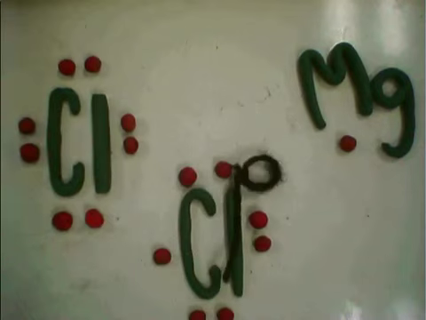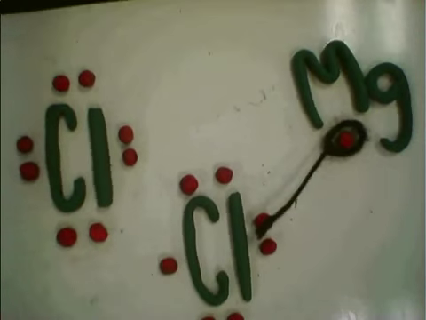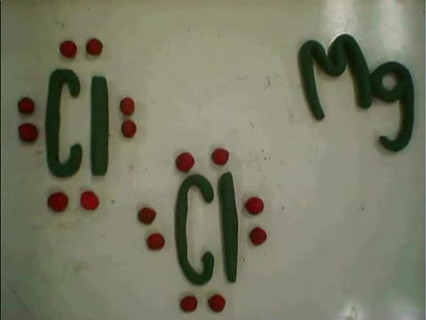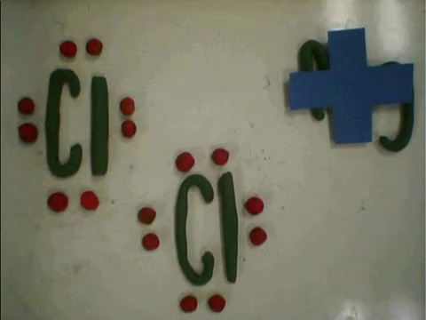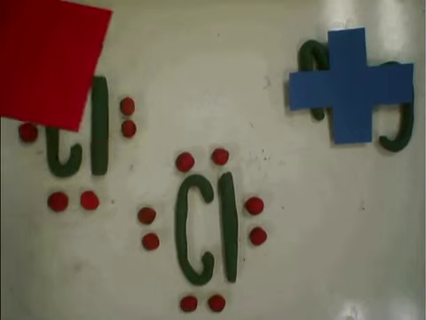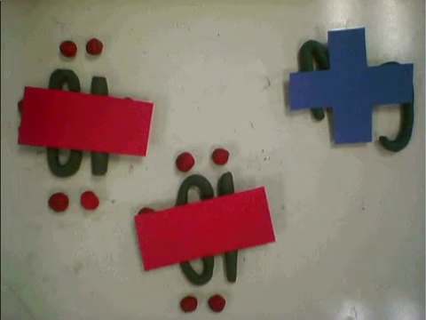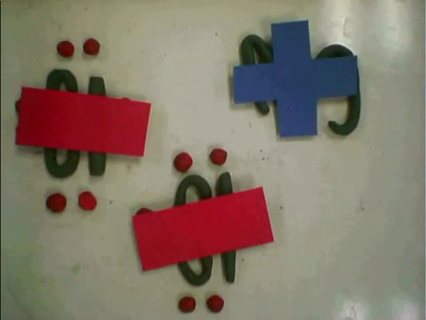Now chlorine is stable, but magnesium still has 1 valence electron it doesn't need. Another chlorine will come along and, through the same process, gain magnesium's last unwanted valence electron. Now all 3 atoms are stable and happy. Magnesium, since it lost negatively charged electrons, is a positive ion. Both of the chlorine atoms, since they gained electrons, are now negative ions.